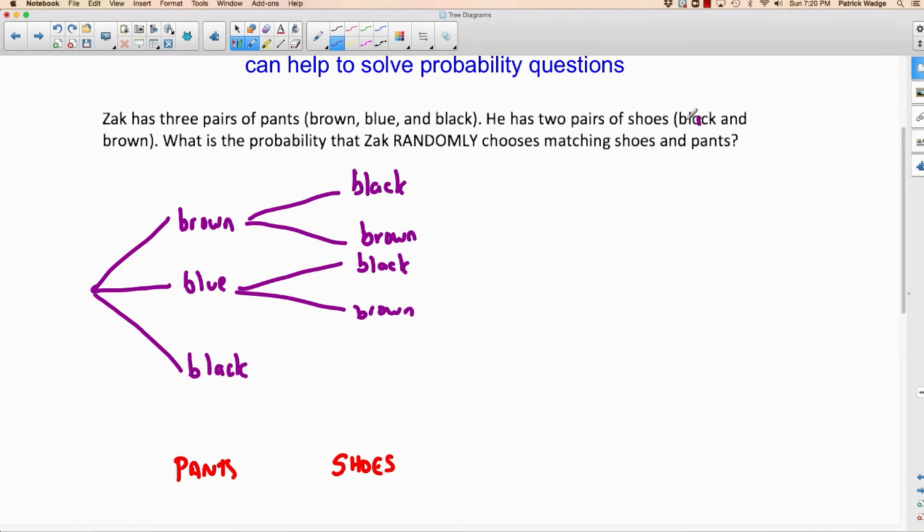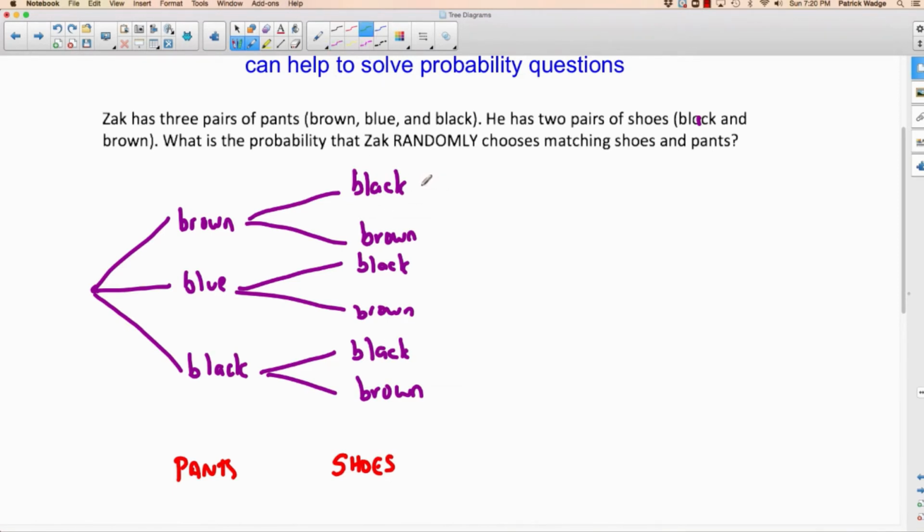Same thing again, black and brown. So for all three cases, you're going to write black and brown. And this is the end of your tree. You're finished. Now, what does this tell us? Well, let's go through this. I know this is taking a lot of time, but I want to make sure you understand this.